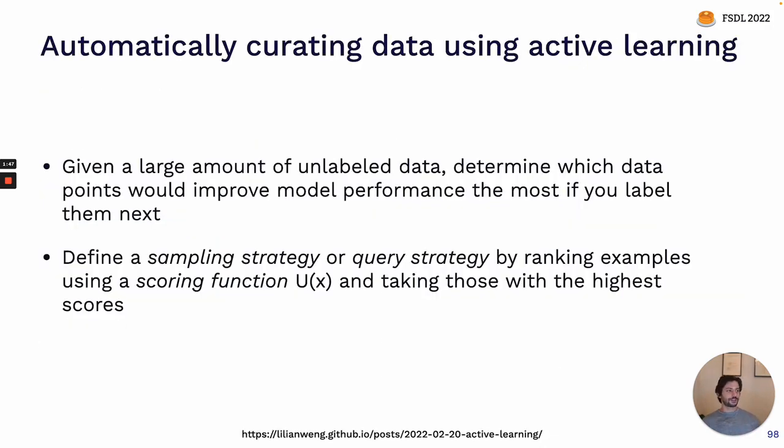The last way to curate data is to do so automatically using a class of algorithms called active learning. The way active learning works is given a large amount of unlabeled data, what we're going to try to do is determine which data points would improve model performance the most if you were to label those data points next and train on them. And the way that these algorithms work is by defining a sampling strategy or a query strategy. And then you rank all of your unlabeled examples using a scoring function that defines that strategy and take the ones with the highest scores and send them off to be labeled.